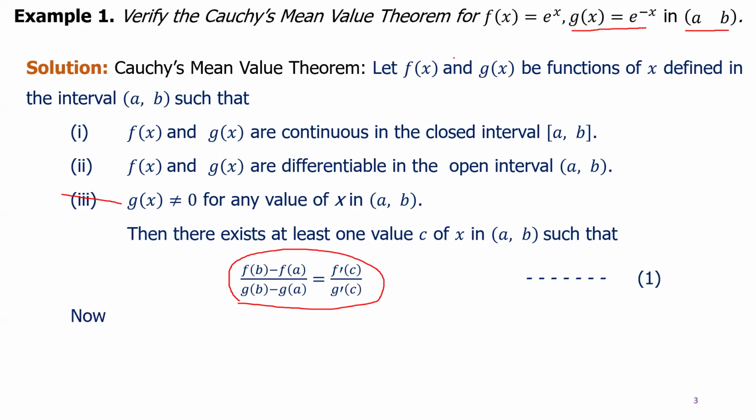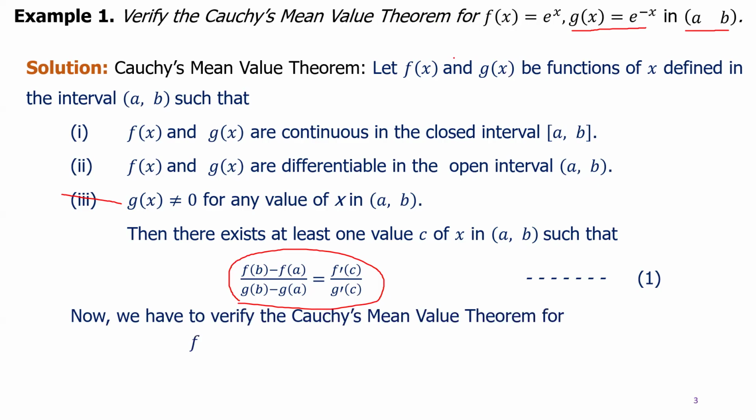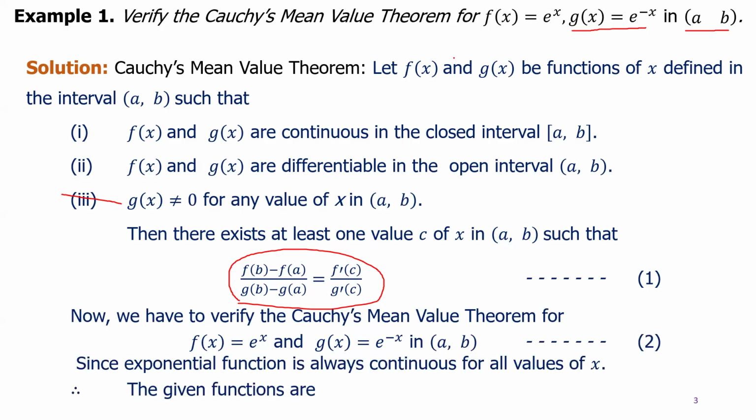Now we have to verify Cauchy's mean value theorem for f(x) equal to e to the power x and g(x) equal to e to the power minus x in the interval [a, b]. Since both functions f(x) and g(x) are exponential functions, and we know that exponential functions are always continuous, therefore the given functions are continuous in the closed interval [a, b].